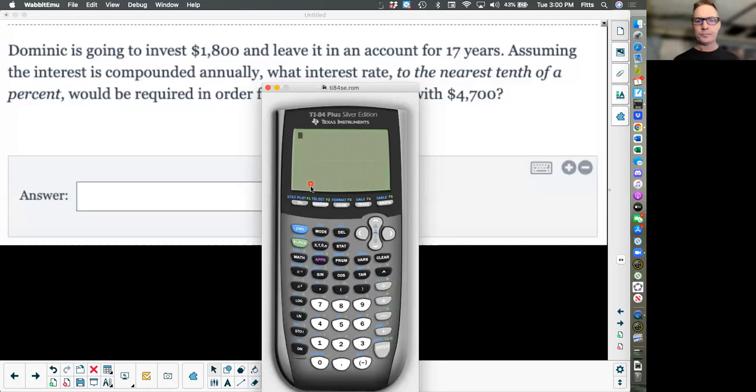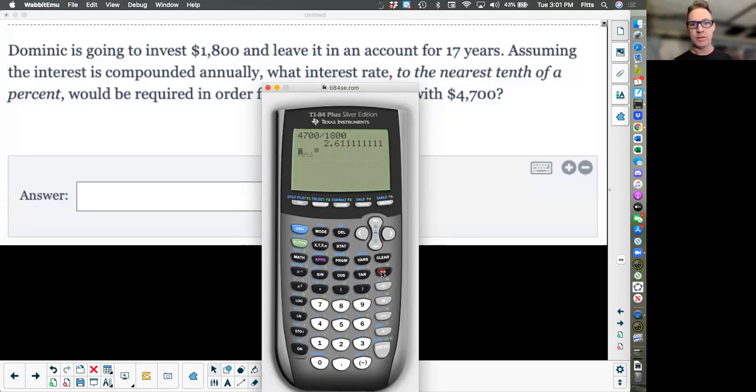Okay. What do I need? What was the amount? Okay, so my ending amount is 4,700 divided by my initial amount. Oh, I should have put that in parentheses. That's okay. I'm just going to take it in steps this time. So what does that leave me with? 4,700 divided by 1,800 is 2.611111. I need to raise that to the 1/17th power.